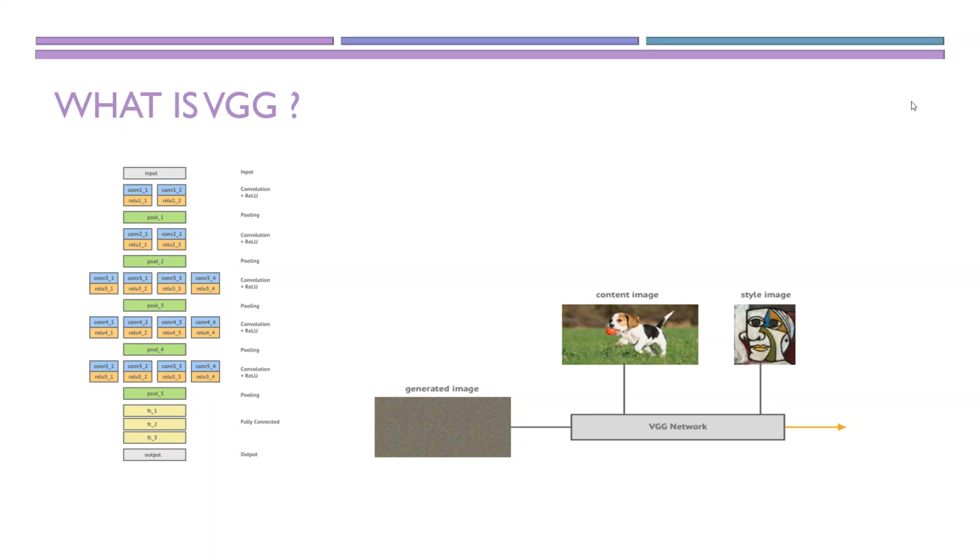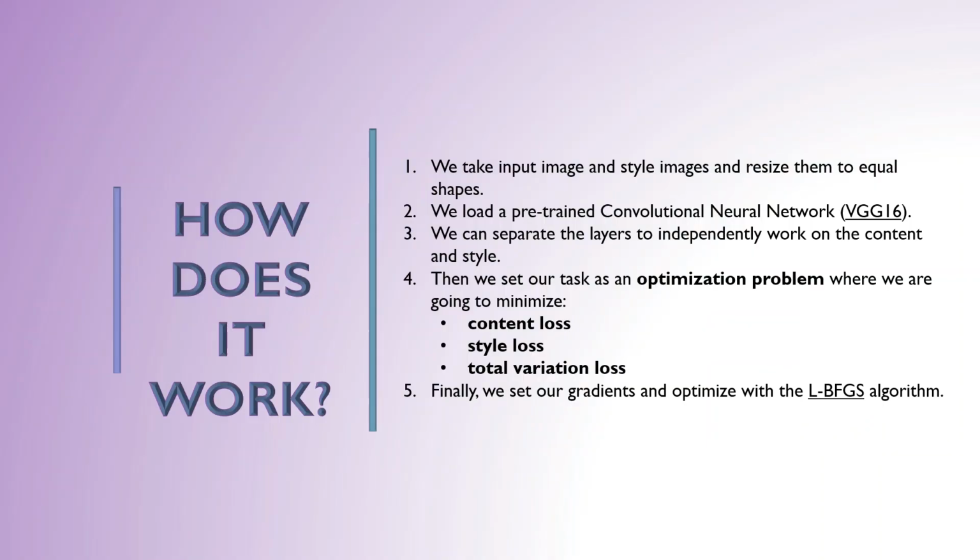What is VGG? VGG is a basic level convolutional neural network model, which allows us to use content and style of an image individually. And that's exactly what we want. How does it work? First of all, we take input image and style images and resize them to equal shapes. Then we load a pre-trained convolutional neural network, for example VGG16.